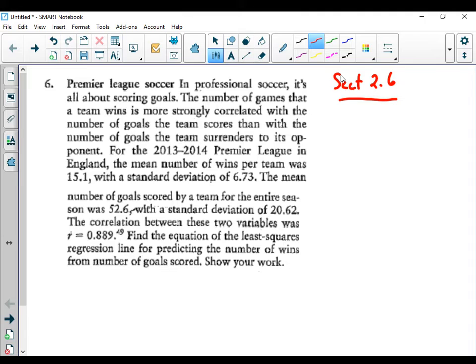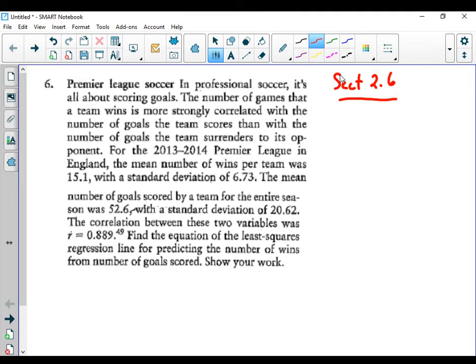So in the 2013, 2014 season, the mean number of wins per team was 15.1, with a standard deviation of 6.73. They said the mean number of goals scored by a team for the entire season was 52.6, with a standard deviation of 20.62. And then they said the R value, the correlation between the two variables, was 0.889. Well, here's what they wanted us to figure out.